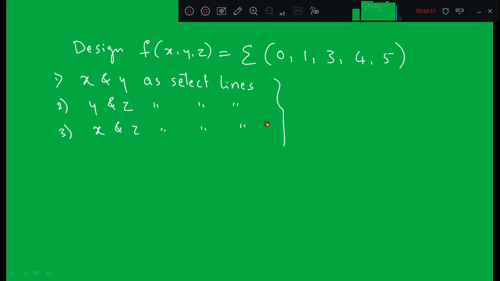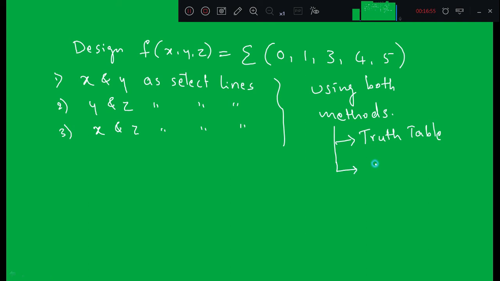Okay, so verify all these types using both the methods. Which are the methods? One is the truth table method. The second one is the K-map method. So using both the methods you verify all these three types. Then you will get confidence in designing a Boolean function using a 4:1 mux.